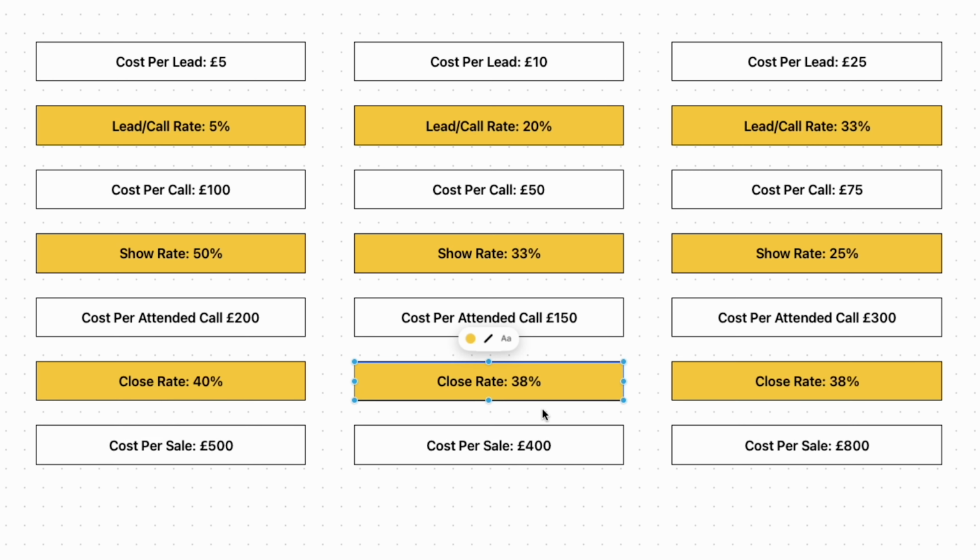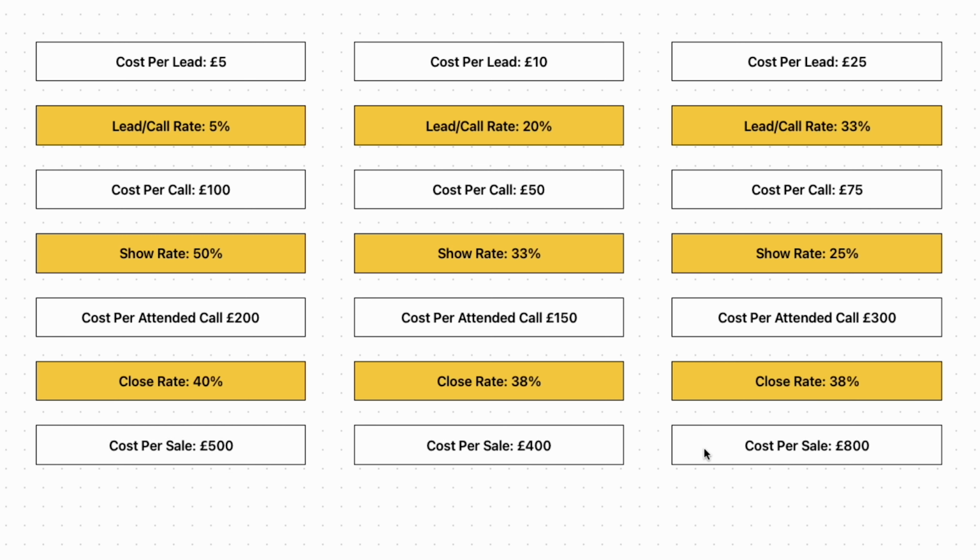This one here, we've got, again, nearly 40%, 38%. You're looking at a cost per sale of £400. And this one, let's say 38 again, so nearly 40. Because we're paying so much more per attended call, the cost per sale, again, is much higher. So I'm looking at £800 per sale. So this one's most expensive leads and most expensive sales in this example. This one's cheapest leads and second most expensive sale. And this one is middle of the road leads and cheapest sale.